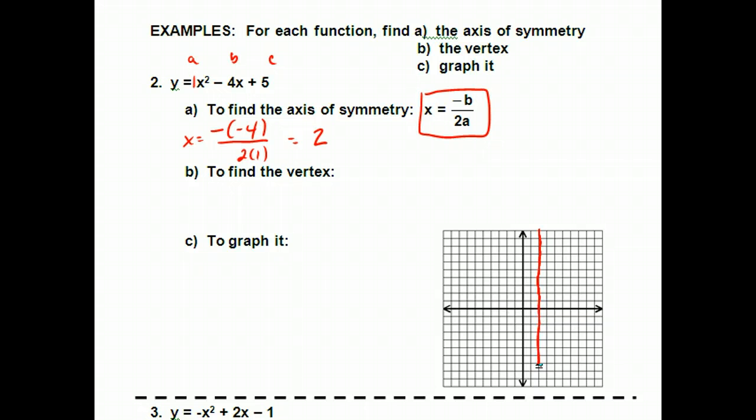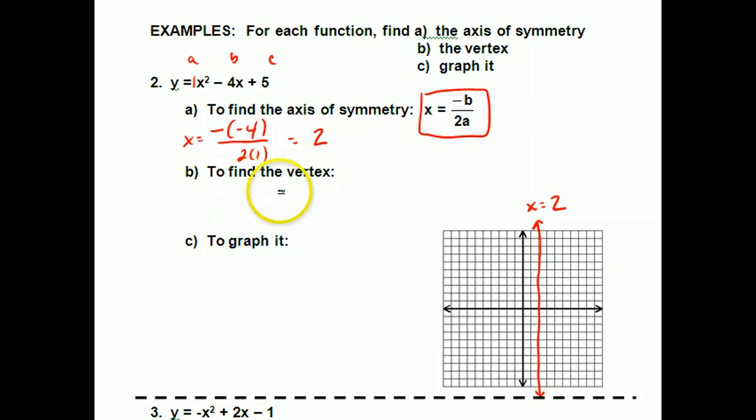So there's x is equal to 2. So I know whatever my parabola looks like, it's going to be symmetrical around that line. This line's going to kind of cut it in half, right? So there's our line, x is equal to 2.